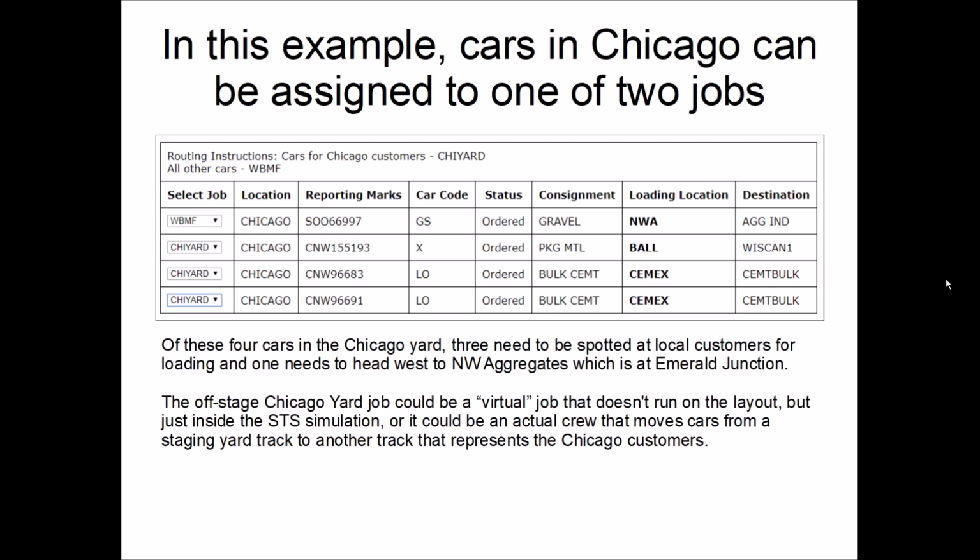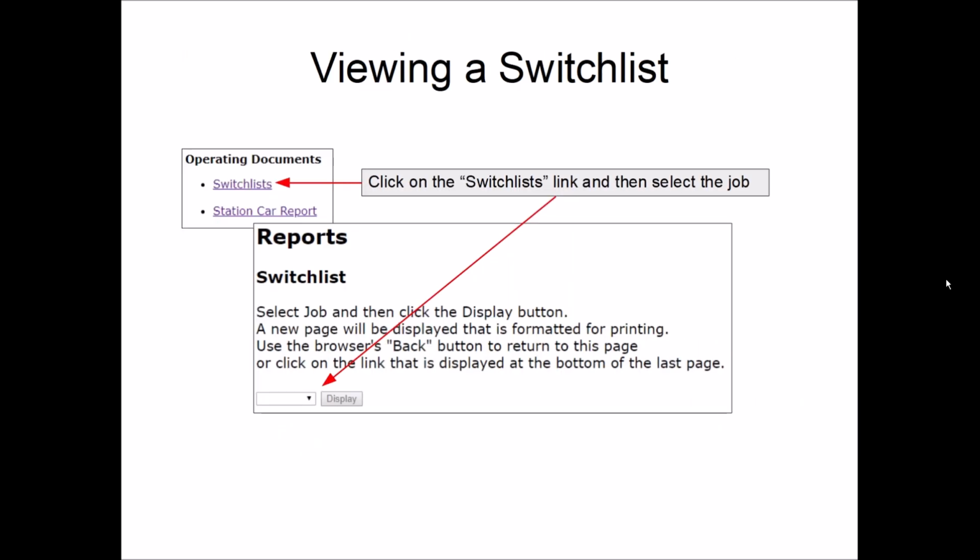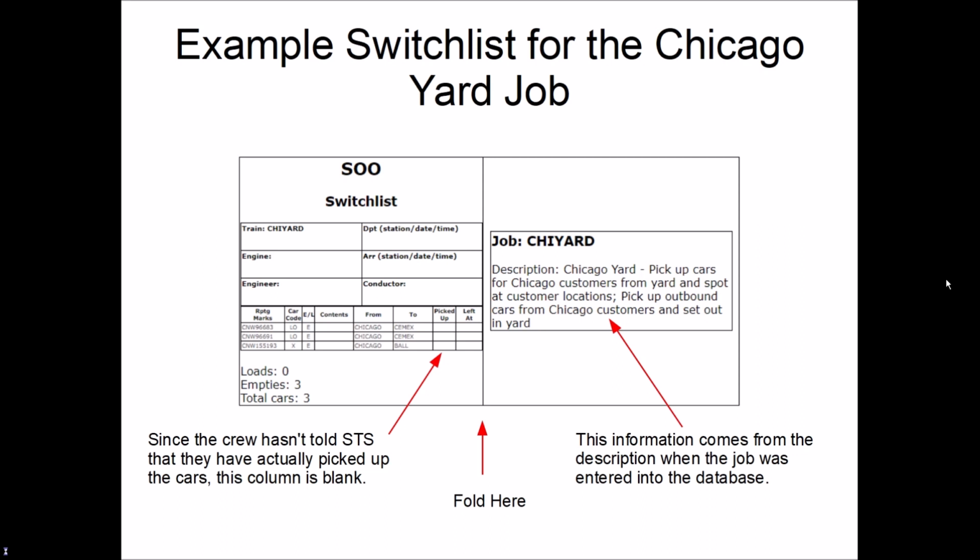The other three cars, the boxcar and the two cement cars, are in the Chicago yard, and they have to be spotted at Chicago customers. So that's why they've been assigned to the Chicago yard job. Once we have the switch list built, we can go over to the operating documents portion and click on switch lists, and it'll ask us to pick a job. Once we do that, it'll show us the switch list for that job. So here we have the switch list for the Chicago yard.